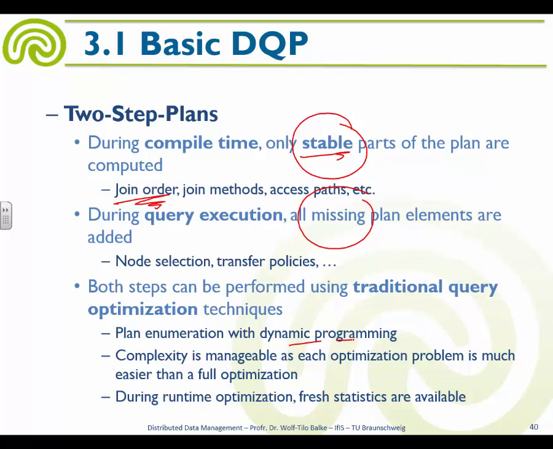Much easier than full optimization, of course, right? Because all those parts where you need to estimate the network delay, where you need to estimate the load that is currently on a node and so on, are not considered in that optimization. So this is kind of interesting. And then for those things, you have fresh statistics at runtime.